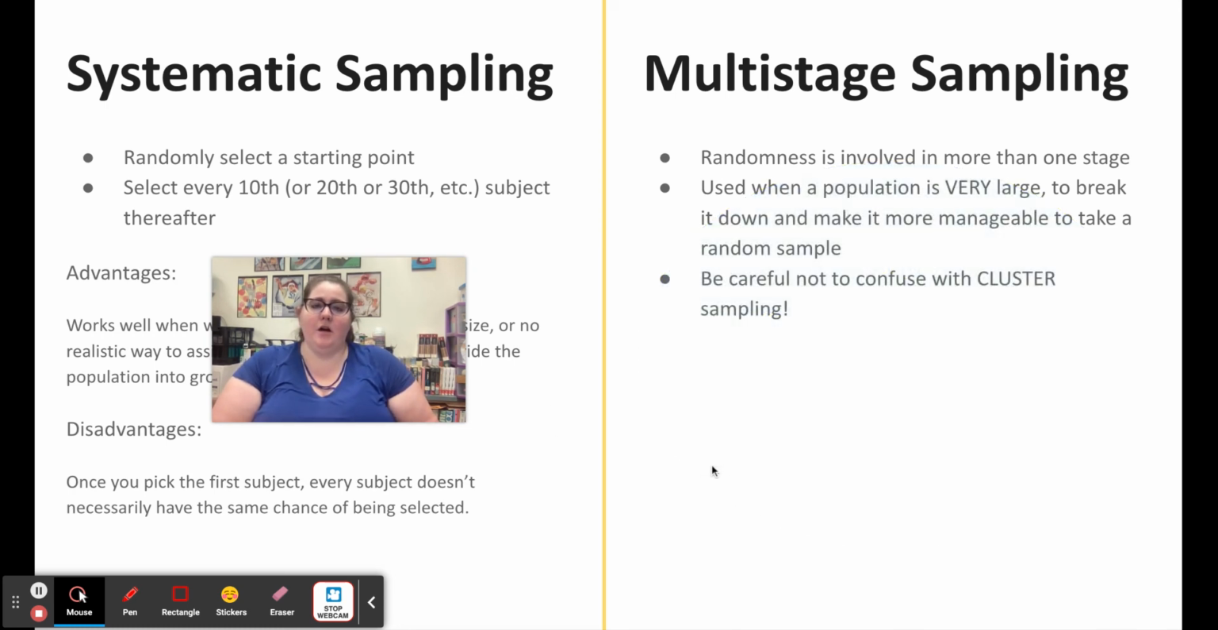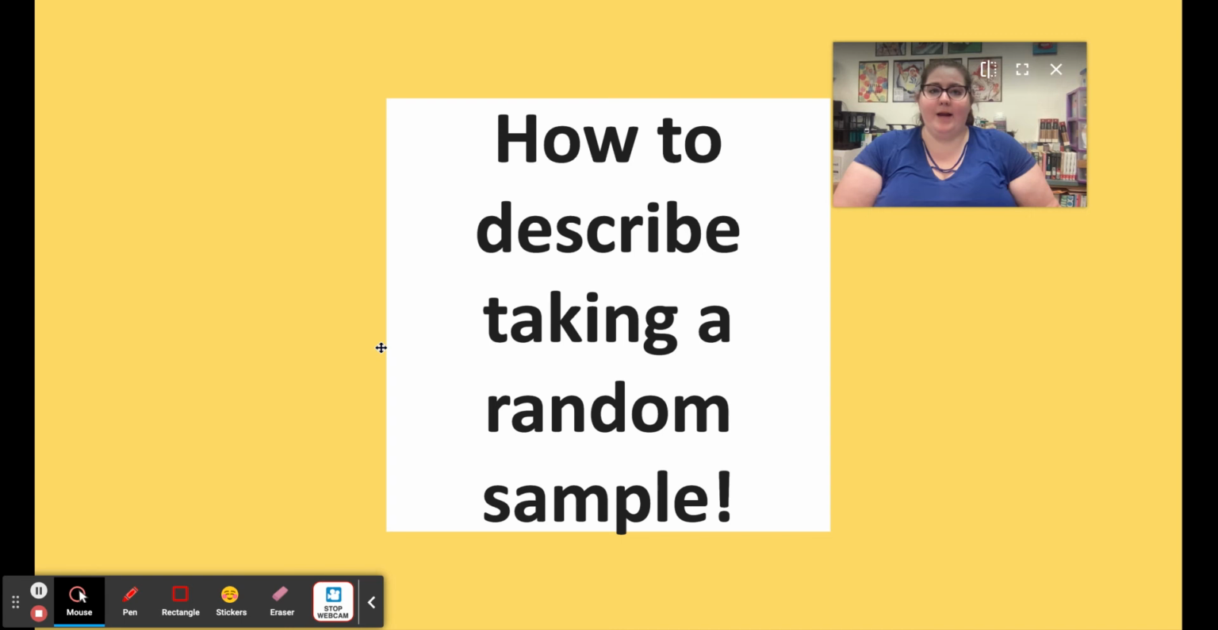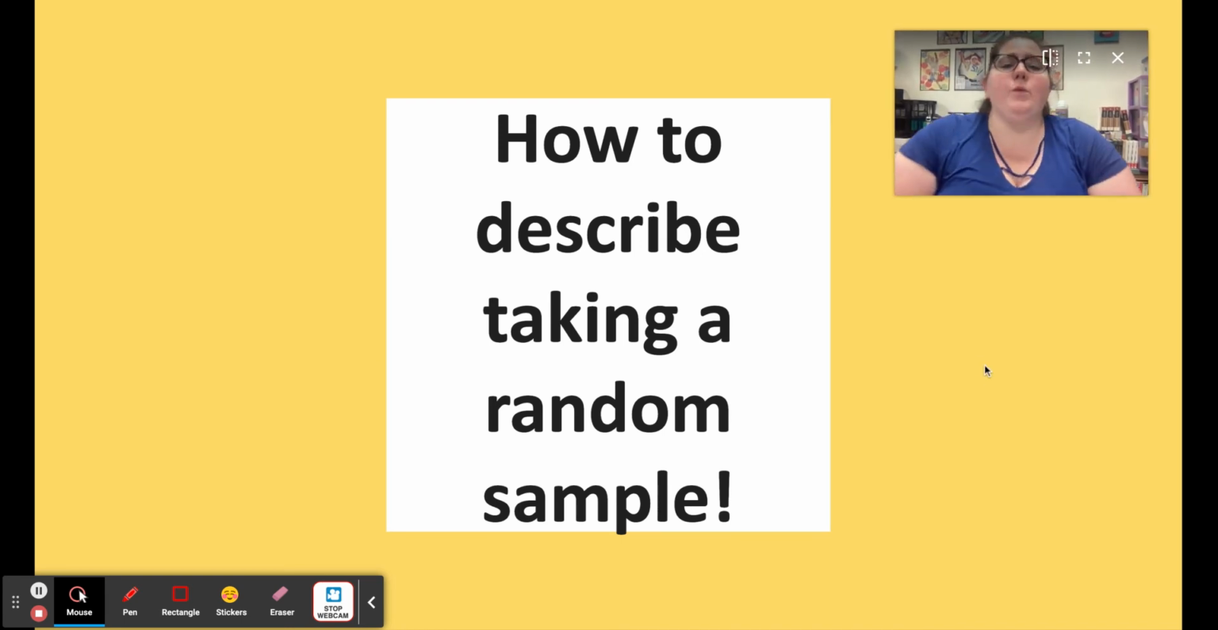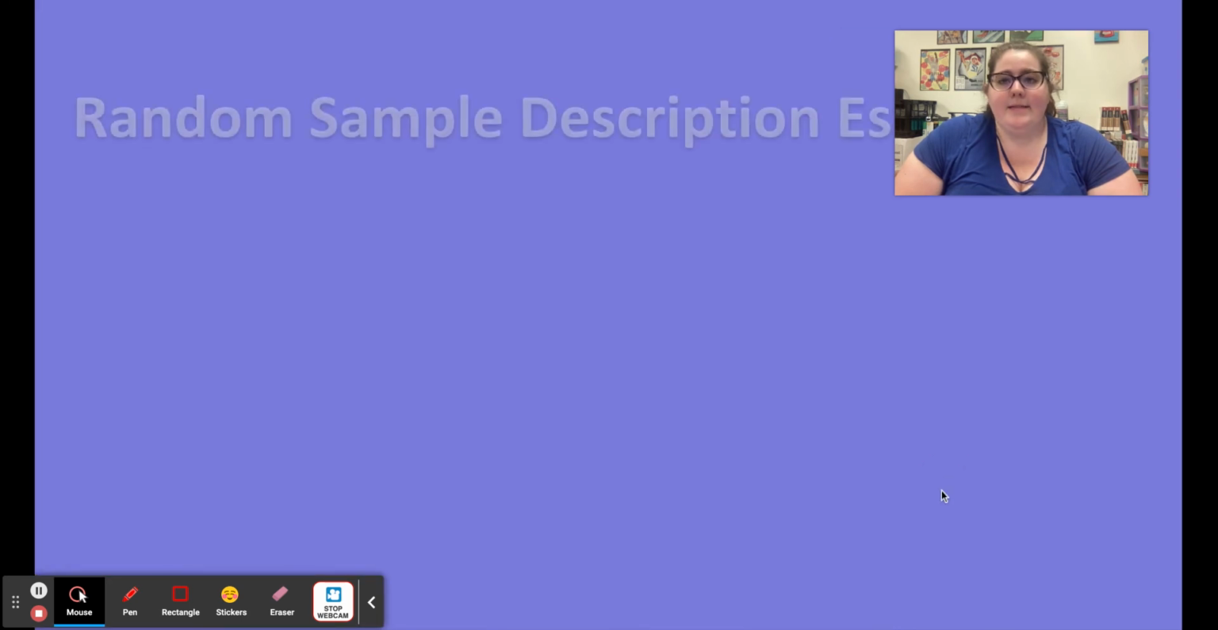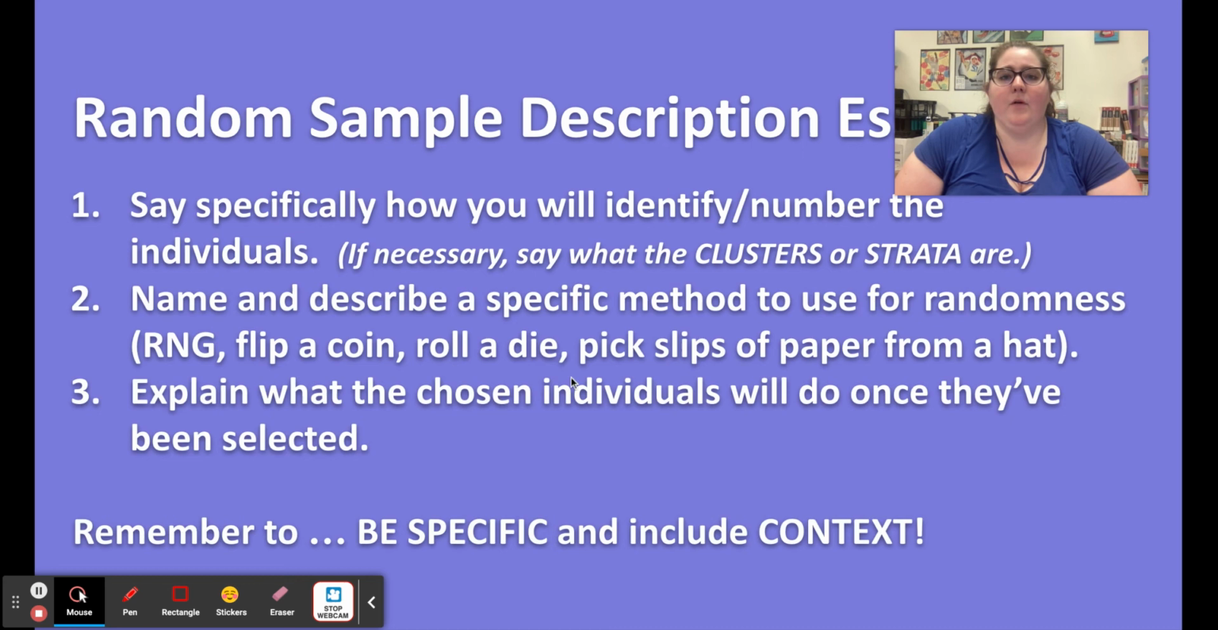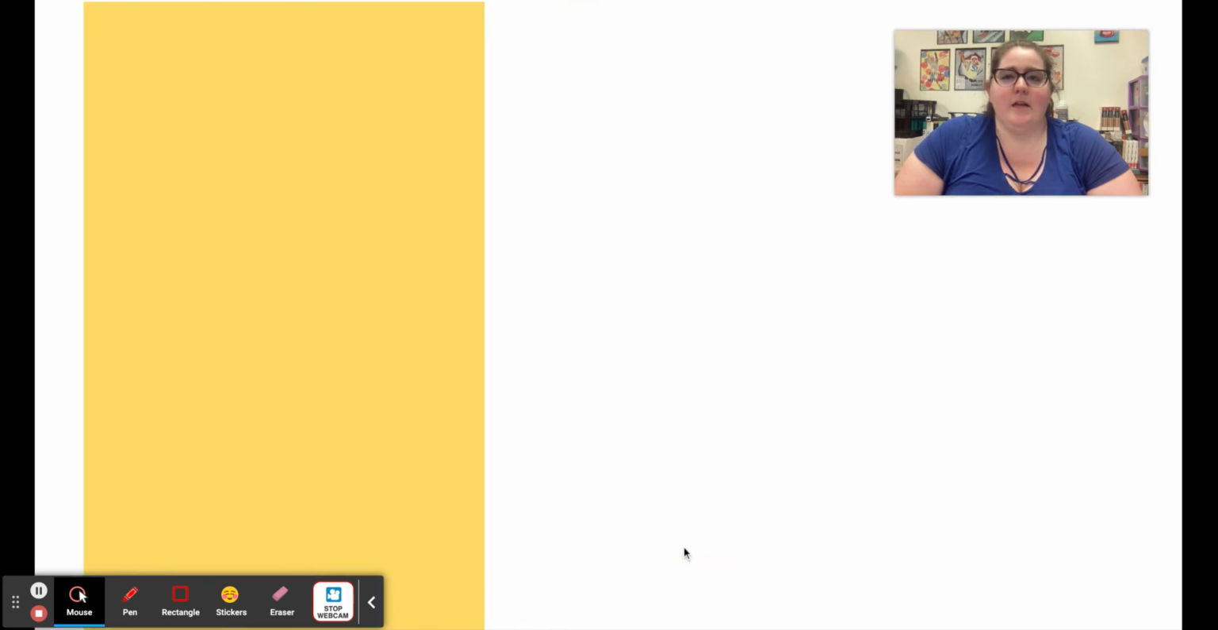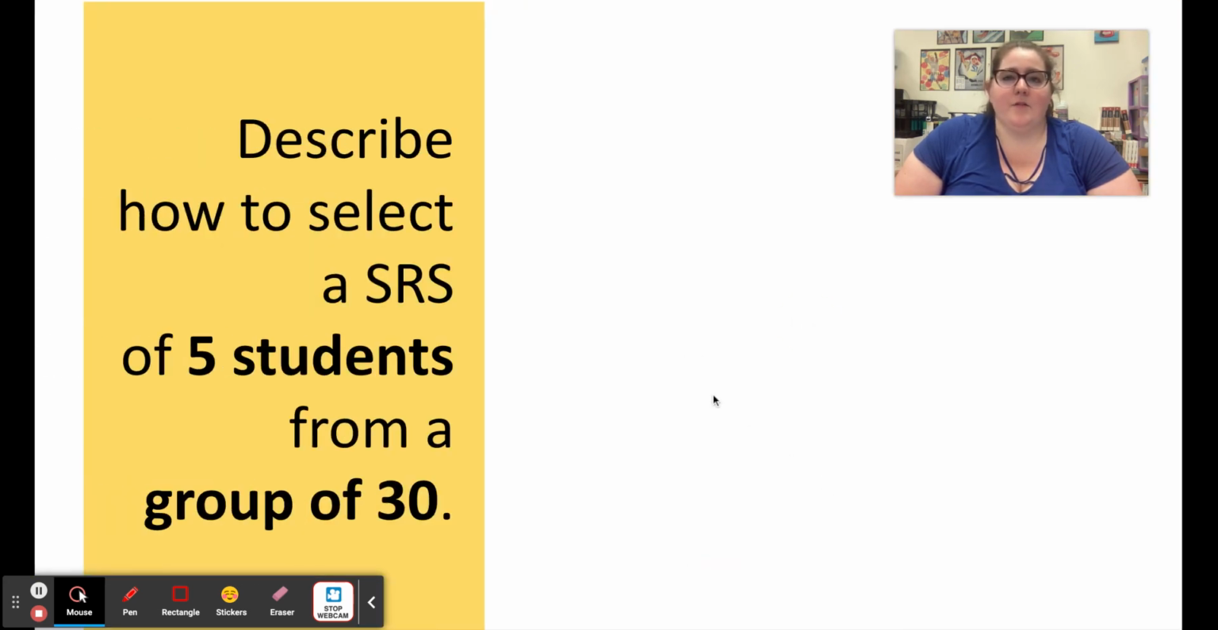All right, so those are our types of random samples. So the last thing we're going to look at is how we describe it, because on free response questions, that's what you're going to be asked to do, is to describe how to take a random sample. So let's say I'm going to skip this slide and just go to the example. This will be on the slides for you to look at later for those tips.